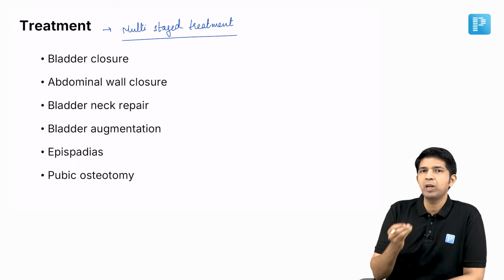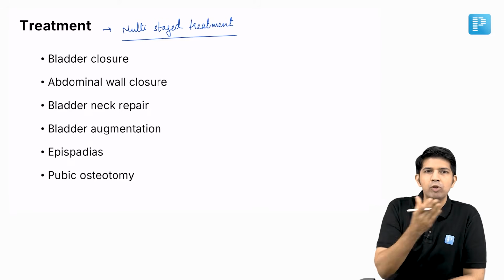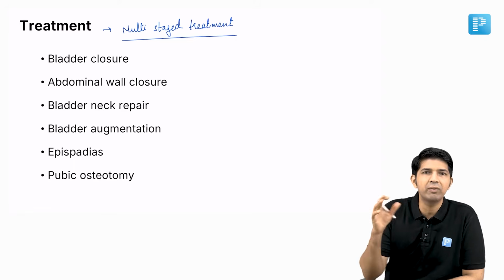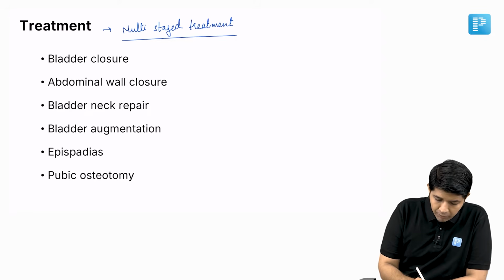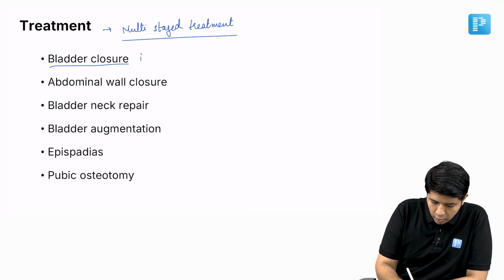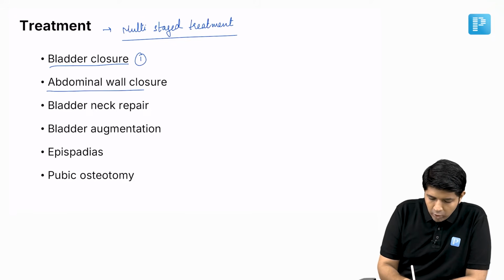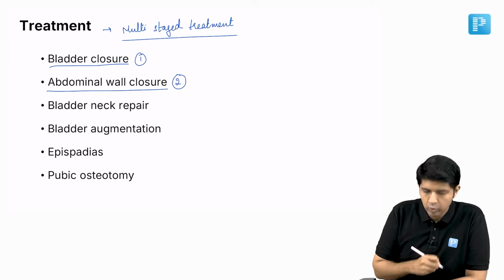Now this is something similar to your cleft lip and cleft palate. There also you go in stages, right? You don't do everything in a single sitting. Something similar is carried out here as well. First thing to be done is bladder closure. Now that is followed by abdominal wall closure.